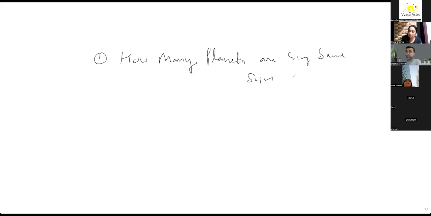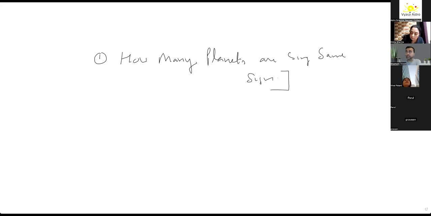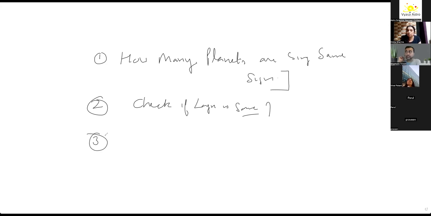I am not saying same house. What I'm saying is same sign. Check if Lagna is same. Check if you have any other similarities. If any similarity you find.